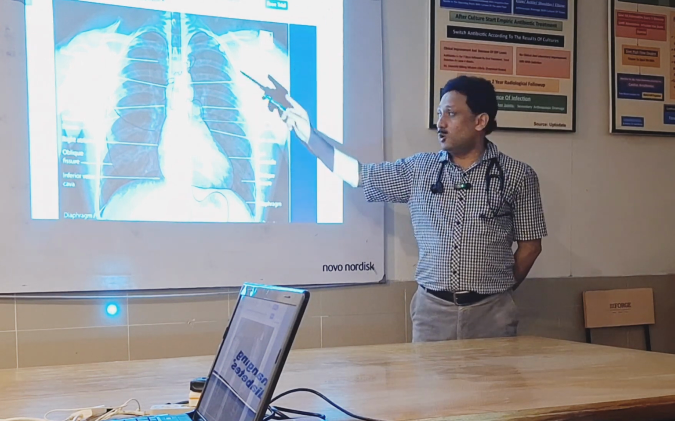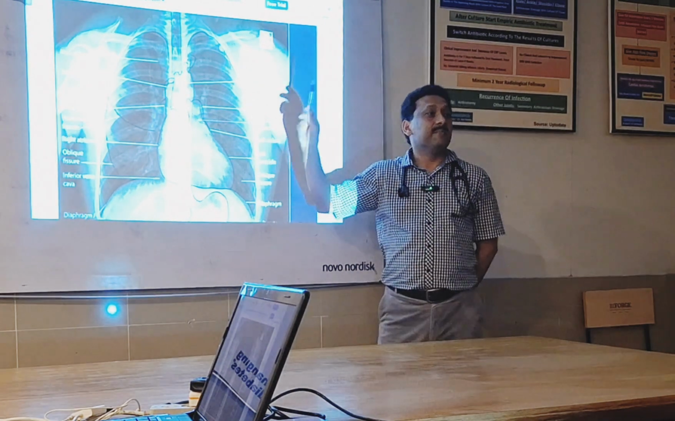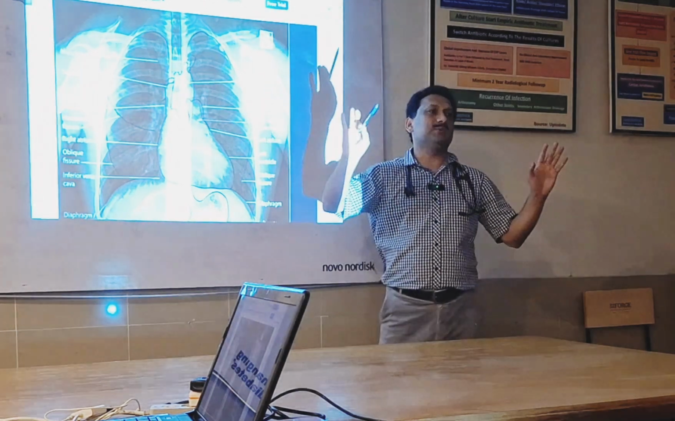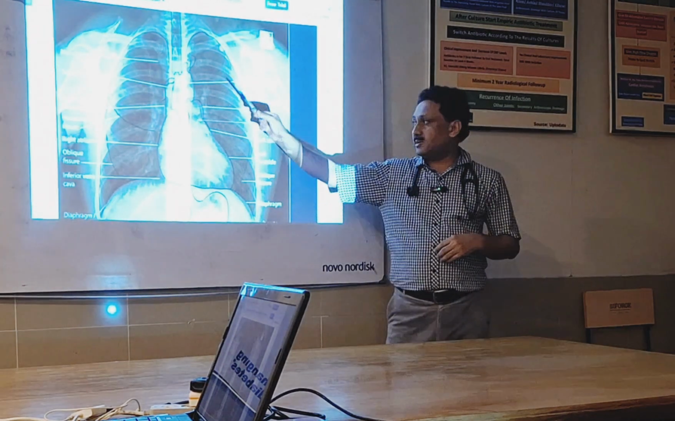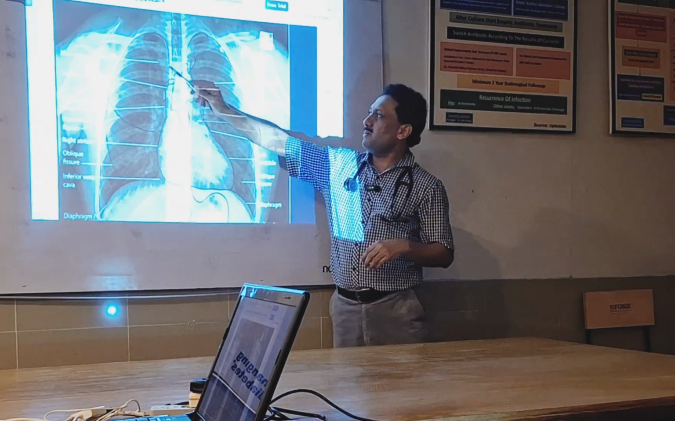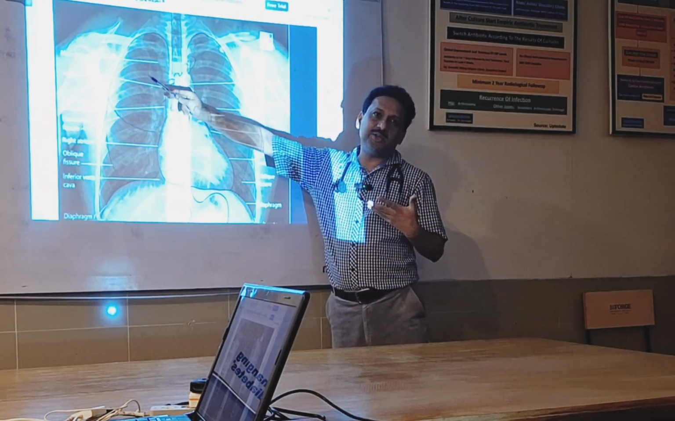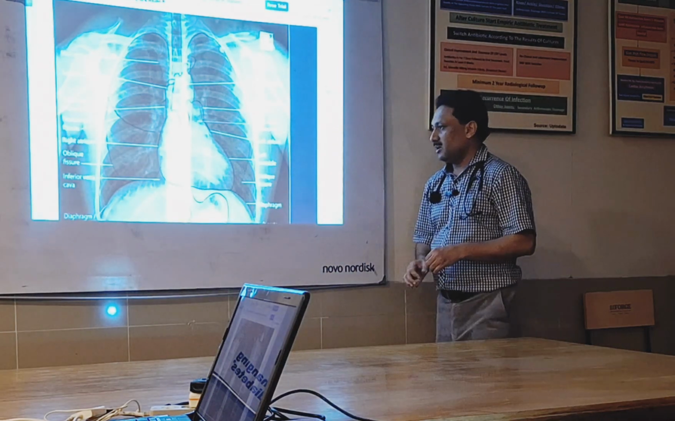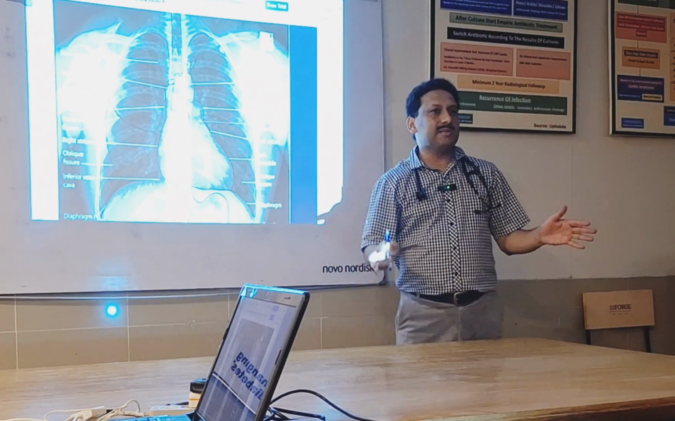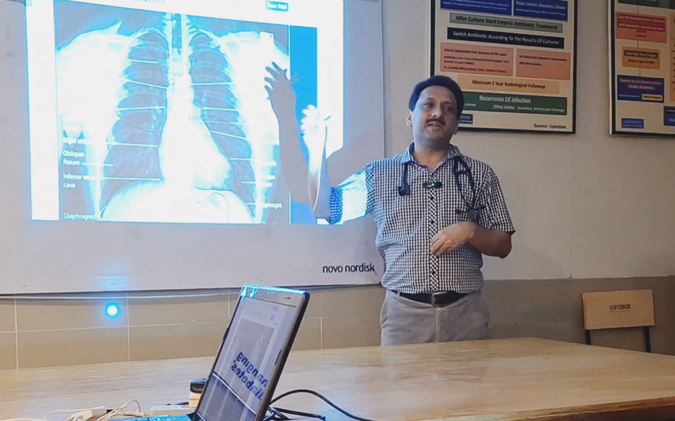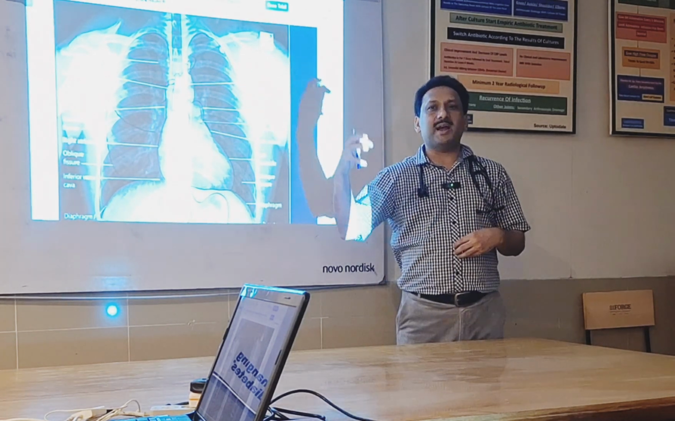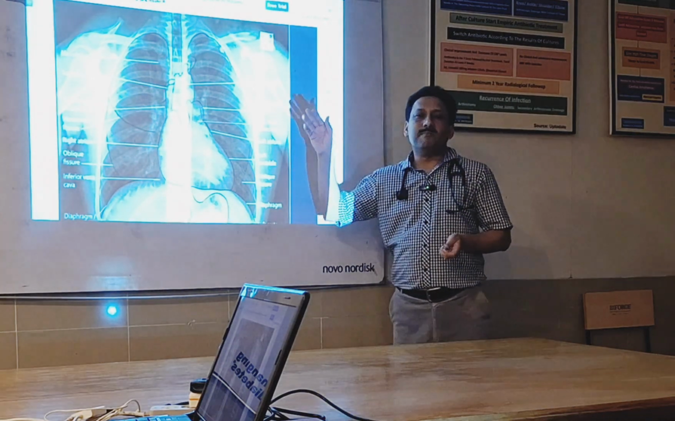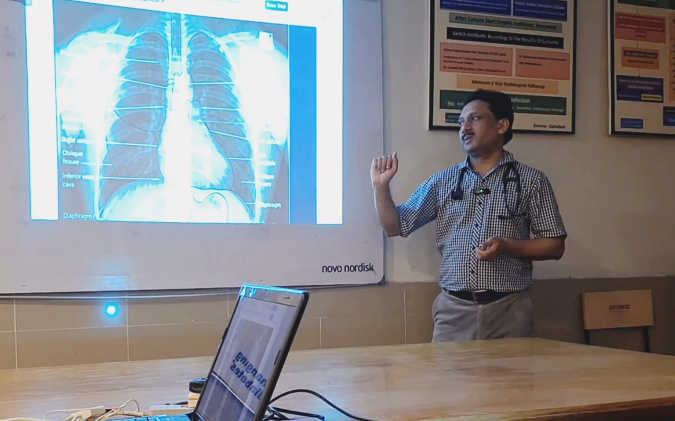Lobes are different. Lobes are 3 on this side, 2 on this side, but we are going to talk about zones only and only zones. Whatever finding we see here, we'll be commenting that this is appreciable in the upper zone, this is in the middle zone, this is in the lower zone. So this is all about technical details, all about zones, and all about identifying correctly the right and left side.